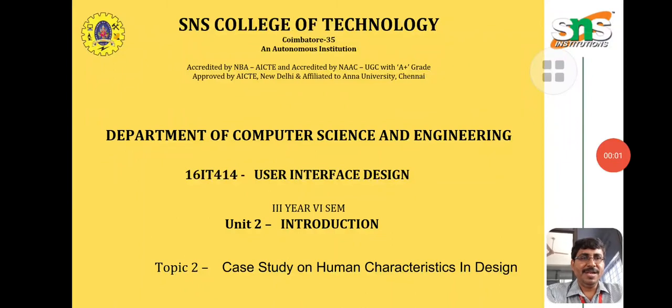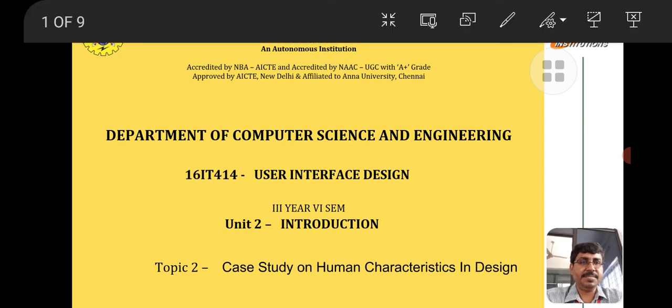Hello all. So today we are going to take the case study on human characteristics in design, as a part of our course, user interface design. In user interface design, we know how to design interactively and attract the user. So what are the human characteristics required while we are designing our user interface? These are what we are considering in this case study.